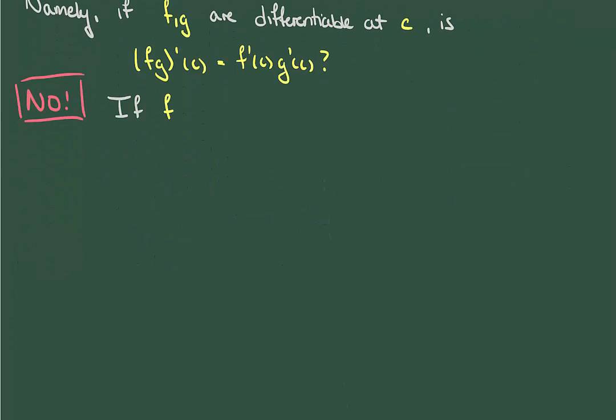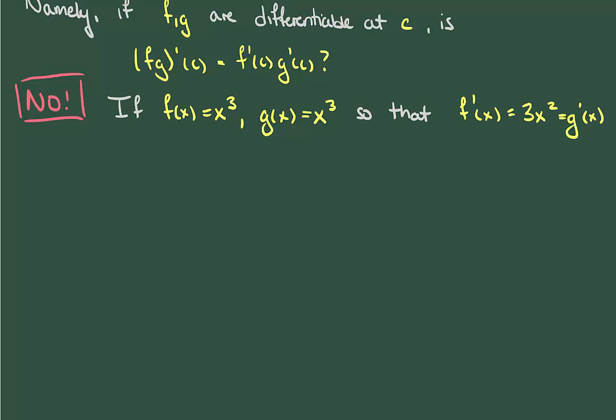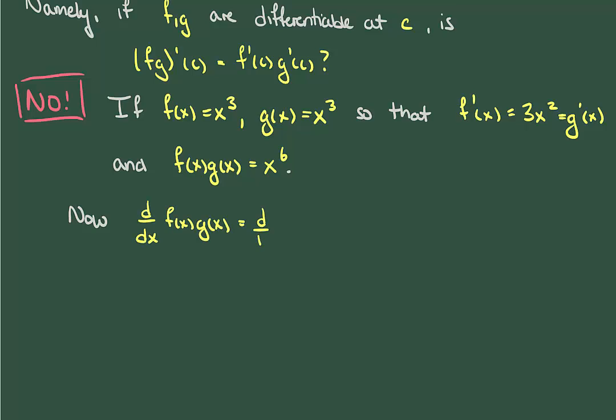Now we can check this with a quick example. Let f and g both be the function which maps x to x cubed. The derivative of both of these functions is just 3x squared, and their product is the function x to the power of 6. Now the derivative of their product can easily be computed to be 6x to the power of 5, and we know that from the power rule. So in this case, we know what the answer should be.